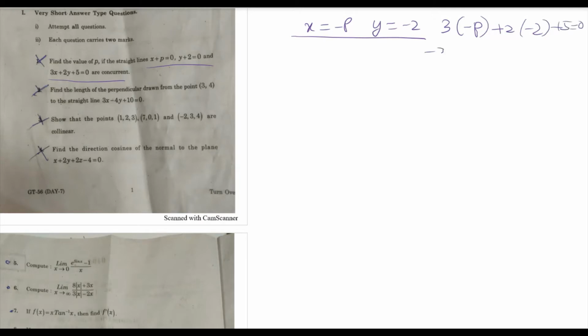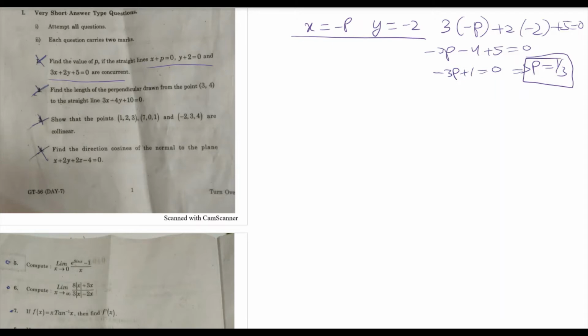Find the value of P if the straight lines x plus P equals to 0, y plus 2 equals to 0 and the given line are concurrent. So these three lines are given as concurrent lines. x equals to minus P and y equals to minus 2. Substituting these 2 points in the other line, 3 into minus P plus 2 into minus 2 plus 5 equals to 0. So we get minus 3P minus 4 plus 5 equals to 0, minus 3P plus 1 equals to 0 and P equals to 1 by 3. This is the value of P.